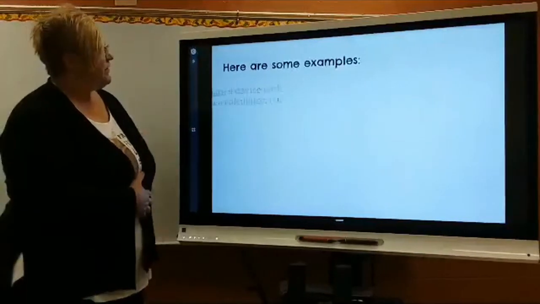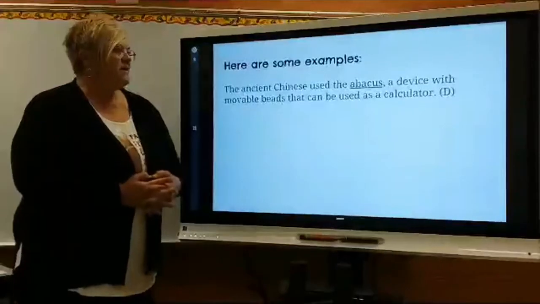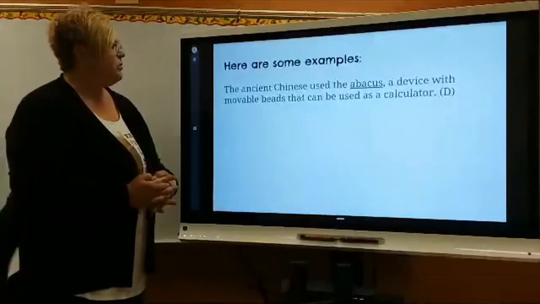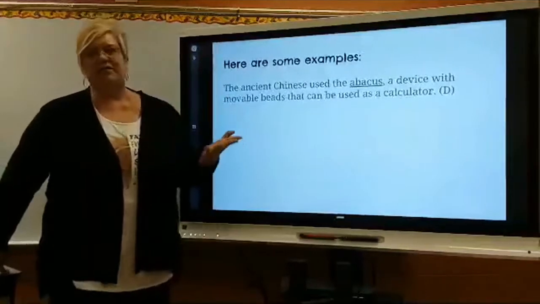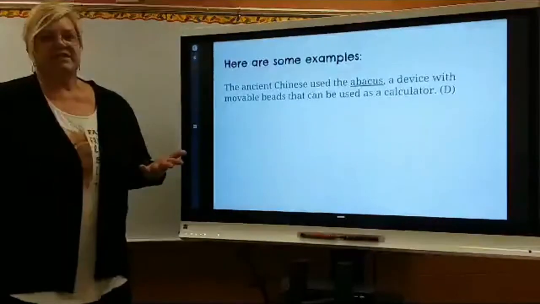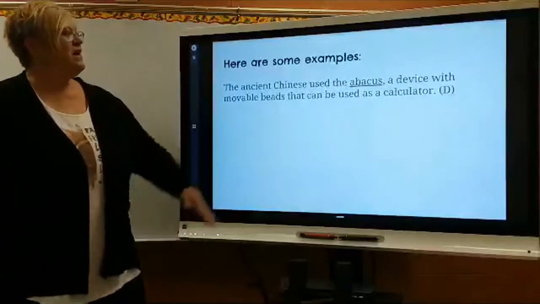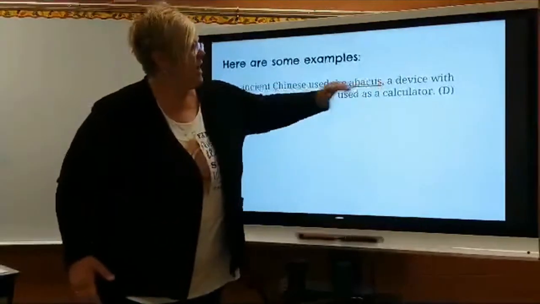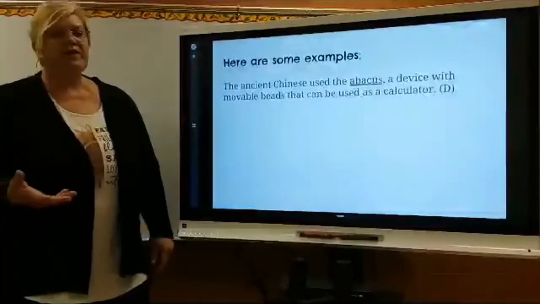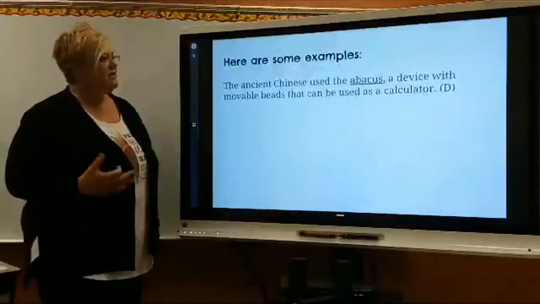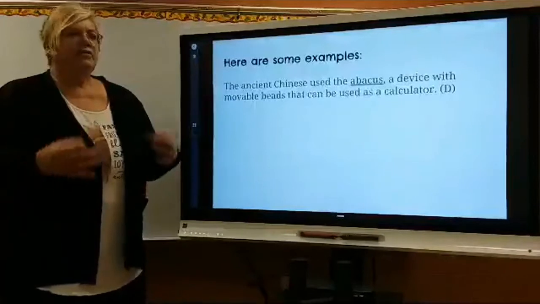My first example is: the ancient Chinese used the abacus, a device with movable beads that can be used as a calculator. So this is an example of a definition. How do we know it's a definition? Students would respond: because abacus is set aside with a comma to show us the definition of what that particular word would mean, a device with movable beads. So it gives us a better understanding of what that device is.